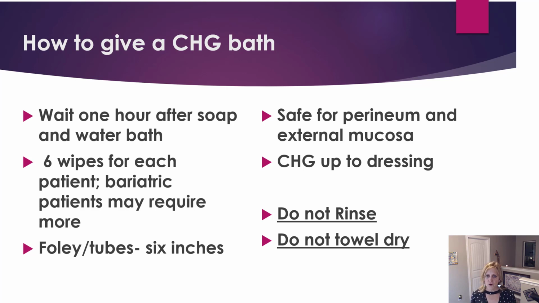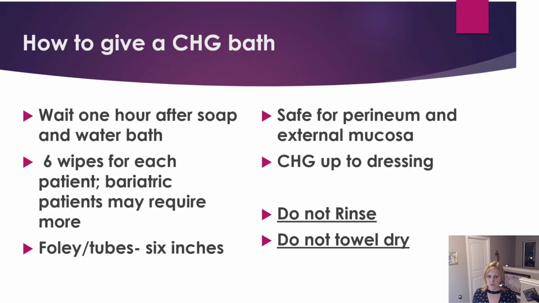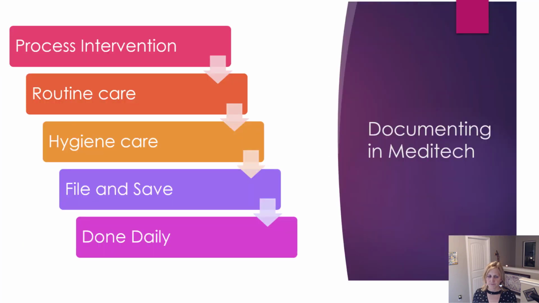The CHG wipe is safe for the perineum and external mucosa, nothing inside. CHG can be used around an occlusive dressing as well, right up to the dressing. You can slightly go over, but it will go right up to the dressing. Do not rinse and do not towel dry. Throw all the wipes in the trash. Do not flush these.